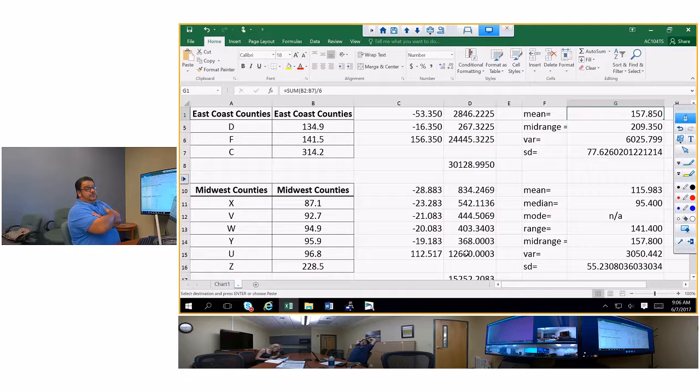So therefore, the Midwest counties have a lower spread. In other words, the numbers are tighter. You need to make a note of that because that's one of the things they're going to ask you. If the standard deviation is tighter, that means the variation is going to be less than the top one. And it is. 30-50 is less than 60-25. So there's less variation in the Midwest counties, so the Midwest counties are going to be more accurate than the East Coast counties.